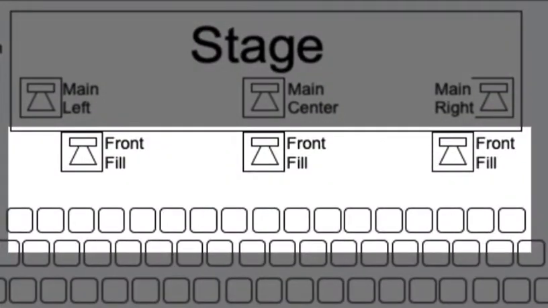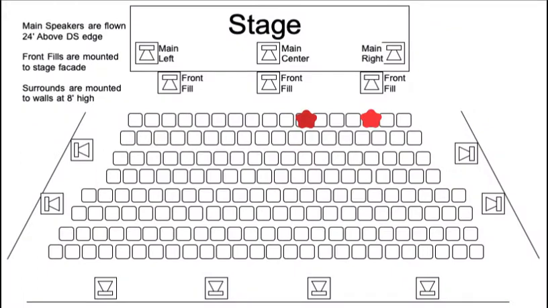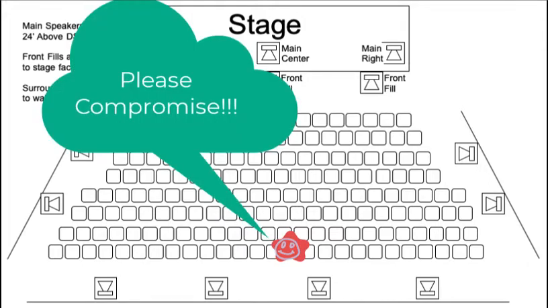Let's take a look at first aligning the front fills. When considering the volume level for front fills, we have to determine and decide the area of exposure. Again, compromise is important, because the people seated directly in front of these will get a little more amplitude than the people next to them. Understand that for every seat in the house, you're going to have a different sound, and that's why we keep talking about this compromiser position.